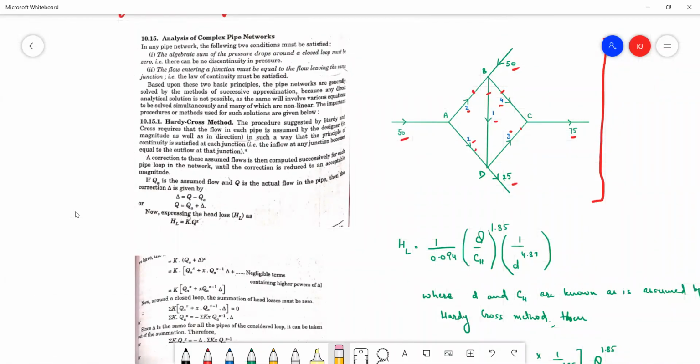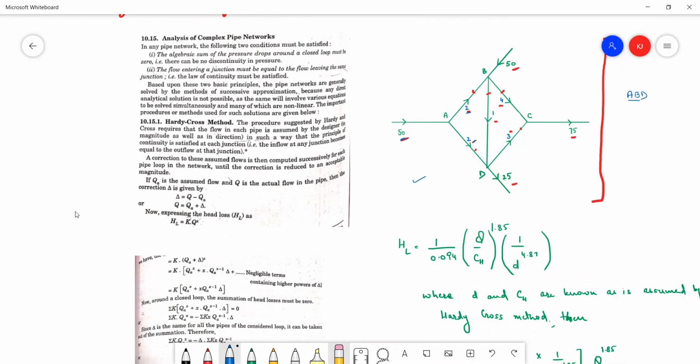Okay, so you have this loop with you, and now you know the incoming flow. I'm just going to take this particular loop. The loop name is ABD. In this particular loop the incoming flow is 50. You have the k value here.